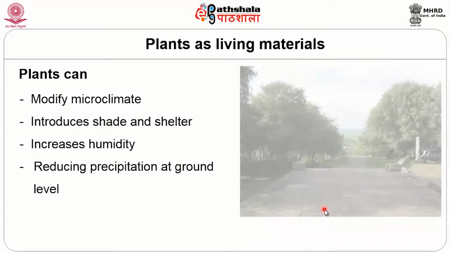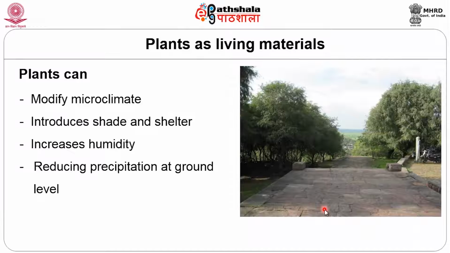So, plants as living materials. Plants can really modify the microclimate of a particular place. They can provide the necessary cooling, bring down temperatures, cause a significant change to the urban heat island, and introduce shade and shelter for any particular area. They cut down the heat, increase the humidity, and also reduce the precipitation at the ground level, so that they play a significant role in preventing something like soil erosion, or even protect the lower layer of planting that is there.